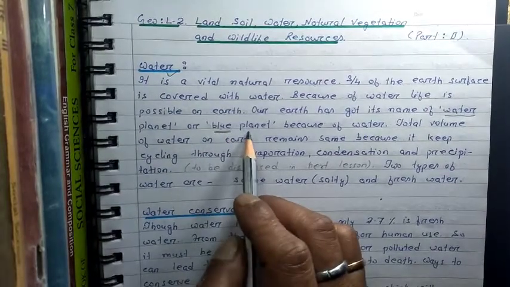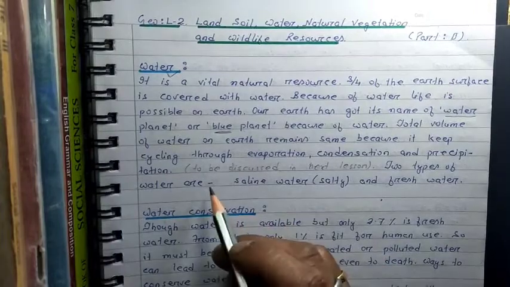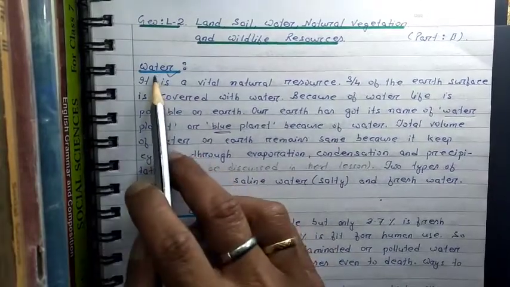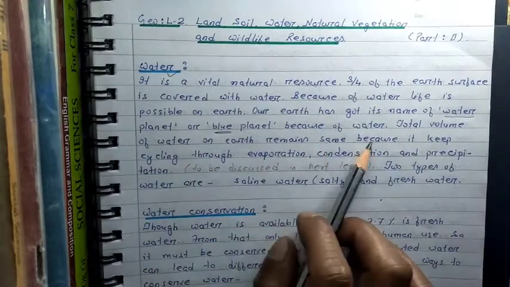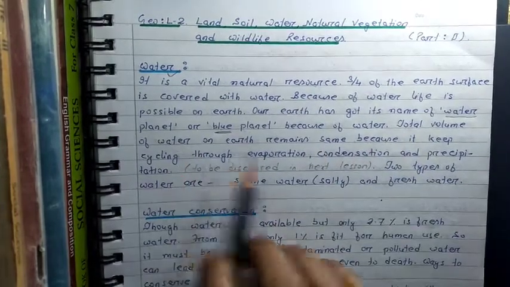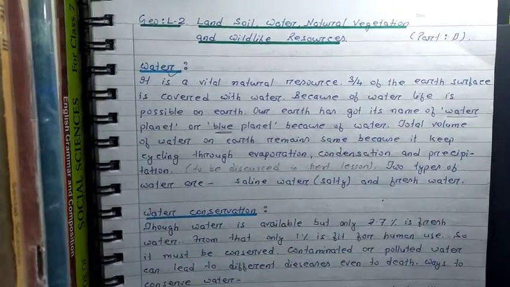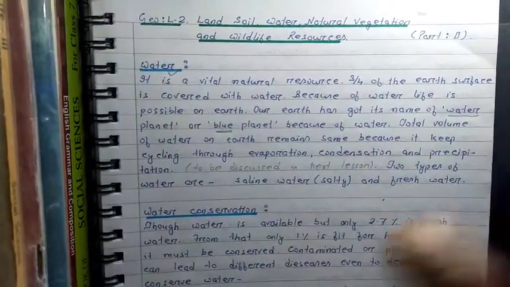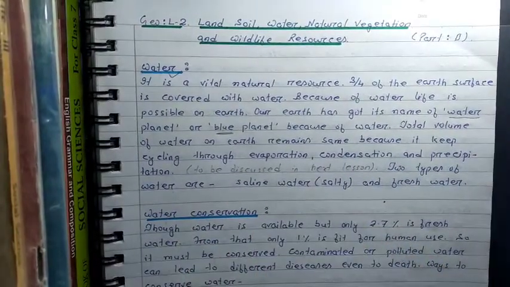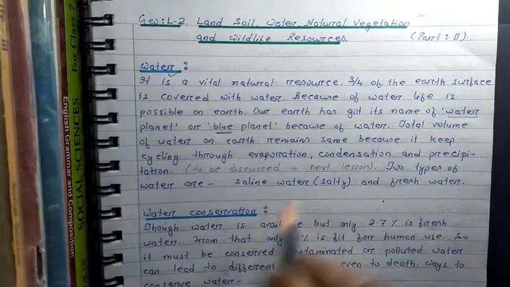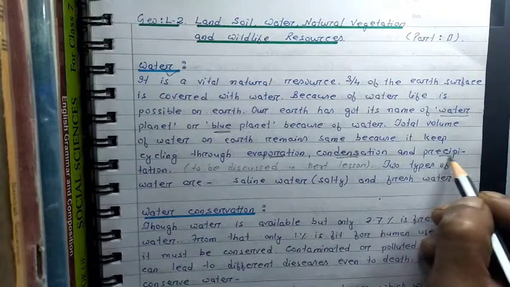The name blue planet is given because in pictures taken of our earth from space, it appears blue in color, and that's also because of the presence of water. The total volume of water on earth remains the same because it keeps cycling through evaporation, condensation and precipitation. The amount of water on the earth's surface sometimes changes, but the actual amount remains static. It remains the same because of 3 processes: evaporation, condensation, and precipitation.